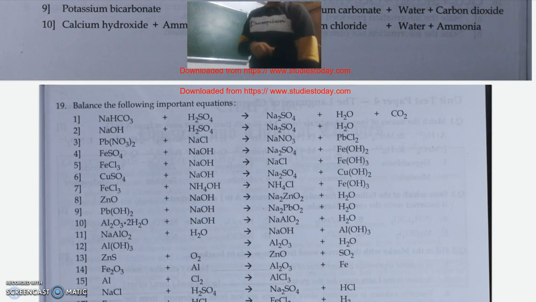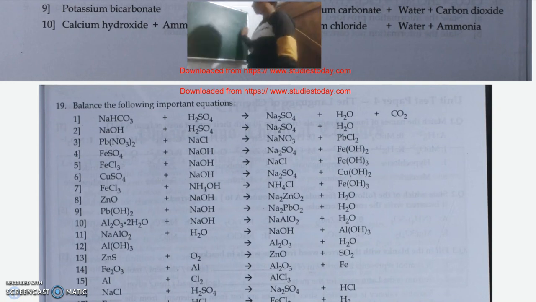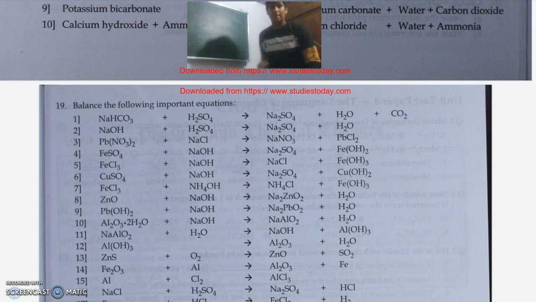H2SO4 is hydrogen sulfate. And so you write that for the sodium atoms in the products and reactants: for the reactants, the sodium atom is 1. For the product, the sodium atom is 1.